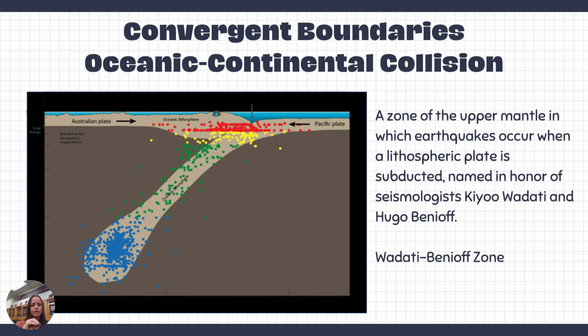So you can see all those dots that go down. That's the Pacific plate subducting beneath the Australian plate, for example, near Australia. And you can see the red earthquakes that happen close to the surface are going to be lower in magnitude. The blue ones that are further into the earth, deeper in the earth, are going to produce a higher magnitude.